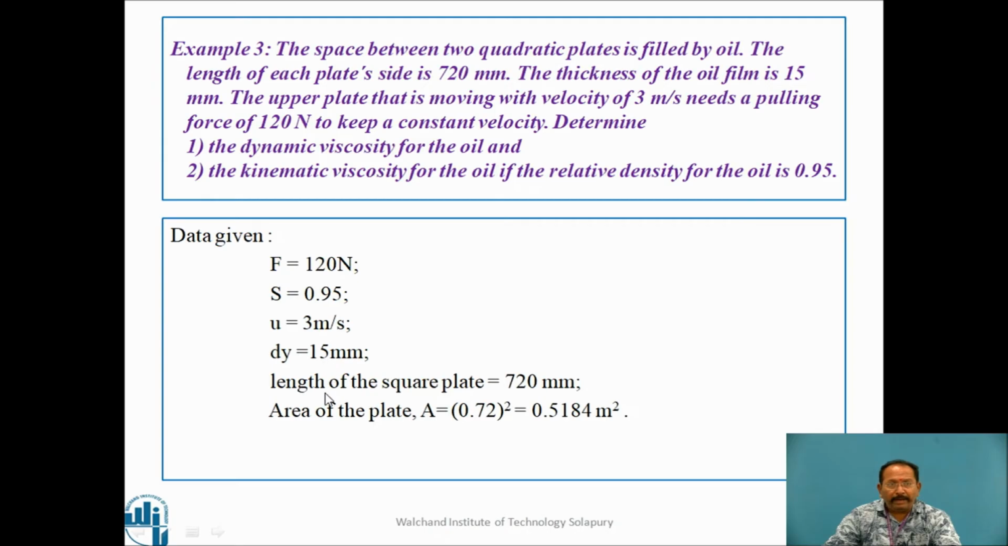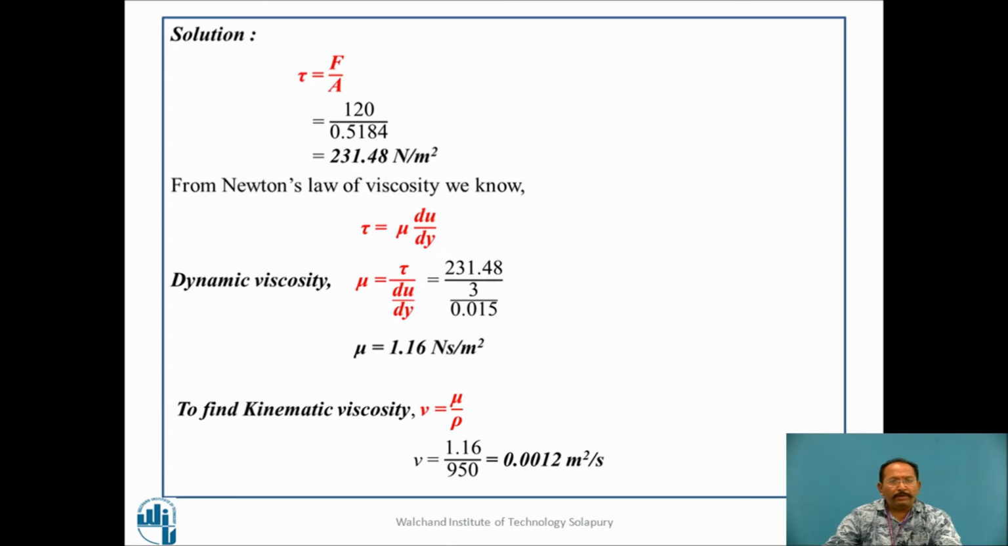The data given: force 120, specific gravity 0.95, velocity 3 meter per second, thickness of the oil film 15 millimeter, length 720 millimeter, and area we calculated as 0.5184. We know tau is equal to force upon area. Calculate this one. Then from Newton's law of viscosity, shear stress is equal to mu into du by dy. So dynamic viscosity mu is equal to tau upon du by dy. We get mu equal to 1.16 Newton second per meter square. Just remember this particular unit, Newton second per meter square.